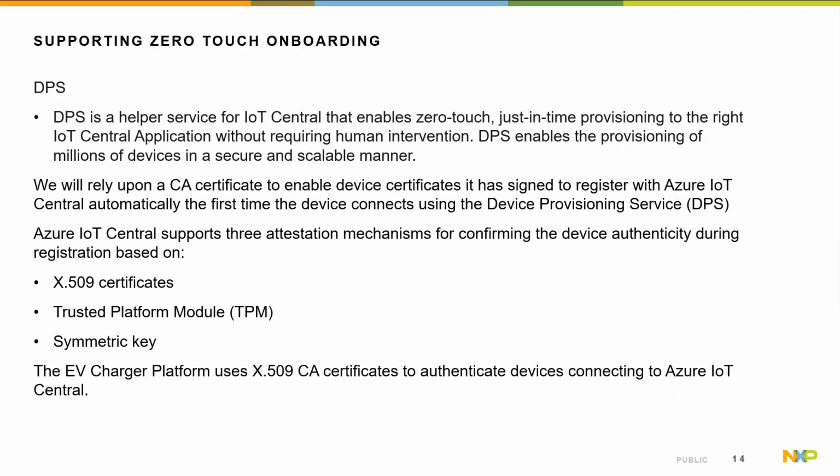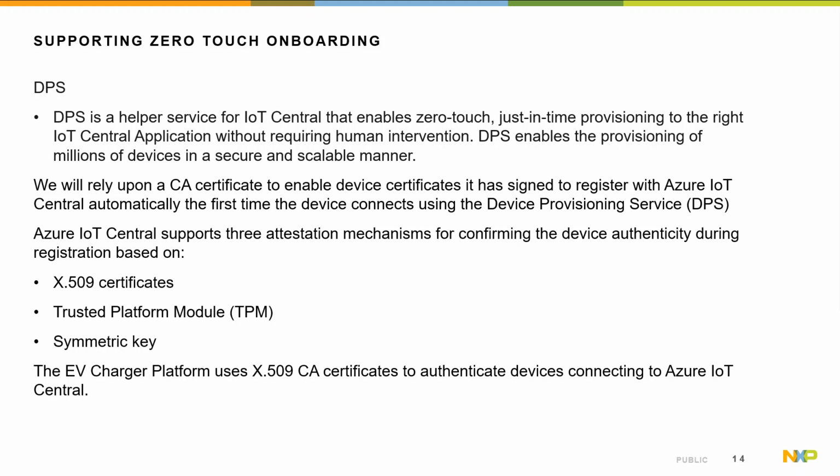Okay, so just a few words about the DPS. I said that we needed this secure mechanism for registering devices securely during that first connection, and we want to do that without the need for an IT professional. So supporting DPS, or device provisioning service, is a helper service that we have available to us in IoT Central, and that's enabling that zero touch just in time provisioning, which is provided to the right IoT Central application without any intervention whatsoever. So it's zero touch.